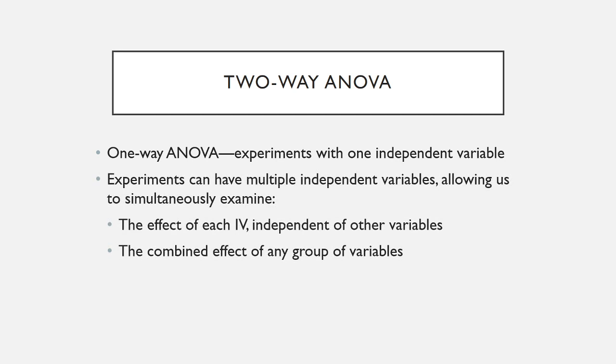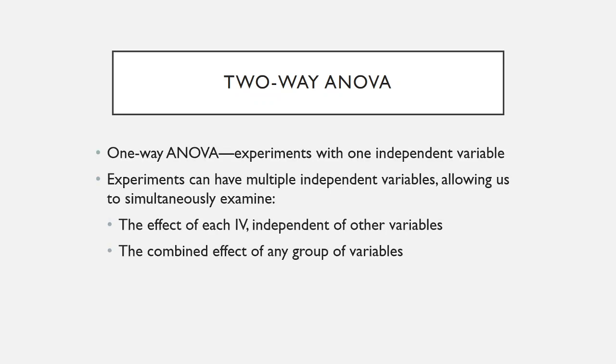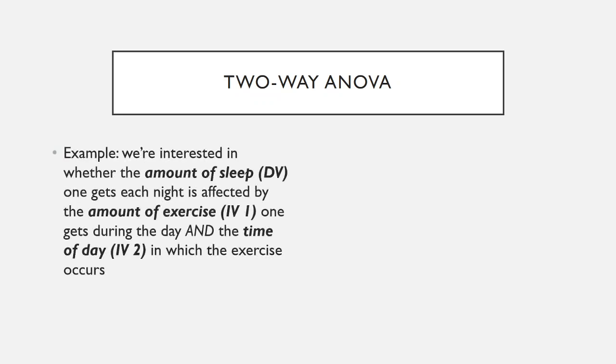So as mentioned, experiments can obviously have multiple IVs, allowing you to interpret and analyze the effects of each IV independently, main effects, that is to say, or the combined effects of combinations of independent variables. So in order to do that, you're going to use a factorial ANOVA. This is going to be the analysis that lets you look at main effects and interactions with your factorial designs.